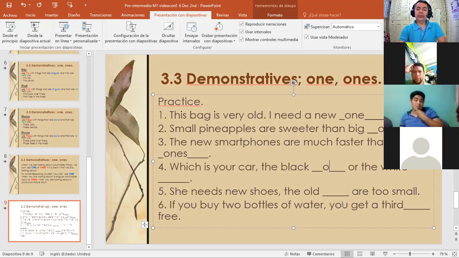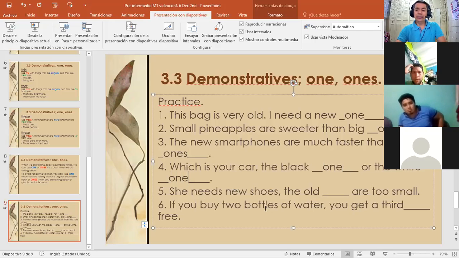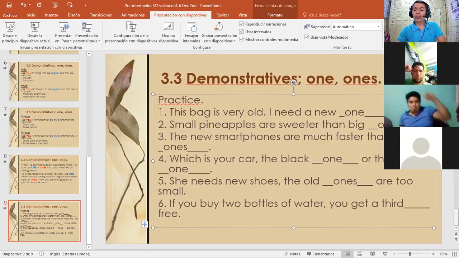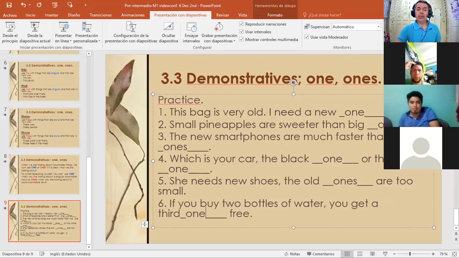Which is your car? The black one or the white one? She needs new shoes. The old ones are too small. If you buy two bottles of water, you get a third one free. Black Friday, right? Si compran dos botellas, la tercera es gratis, right?